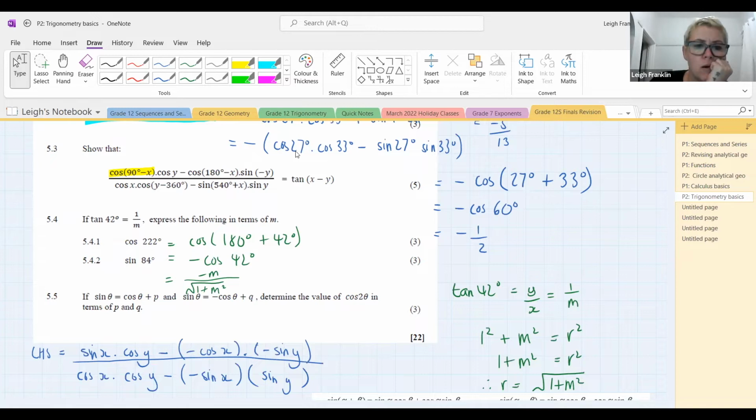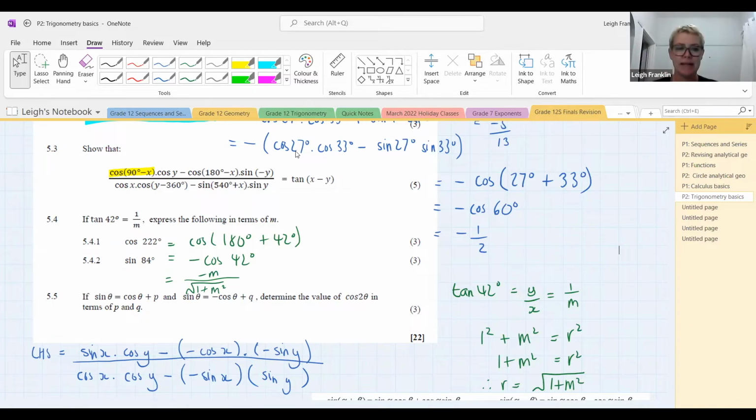Will that be correct? Are you talking about question 5.4? Yes, ma'am, 5.4.1. What you're saying is absolutely fine, can you see? It's just that it's taking you a lot longer to get to that negative cos 42 than if you just used a straightforward reduction formula like 180 plus or 180 minus.